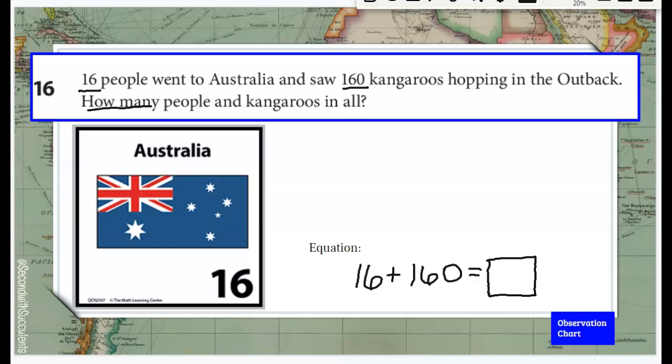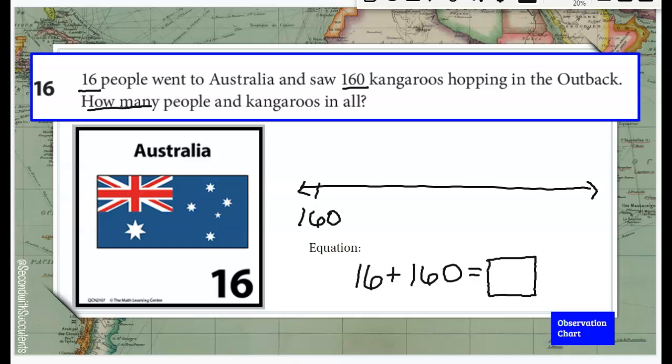Now, when I look at this problem, I'm always thinking about, what do they want to know? They want to know how much 16 plus 160 equals. Well, I can do that on my open number line. And I want to make this easy, so I'm going to start with the biggest number on my number line, so I don't have to have too many jumps to add the second number.